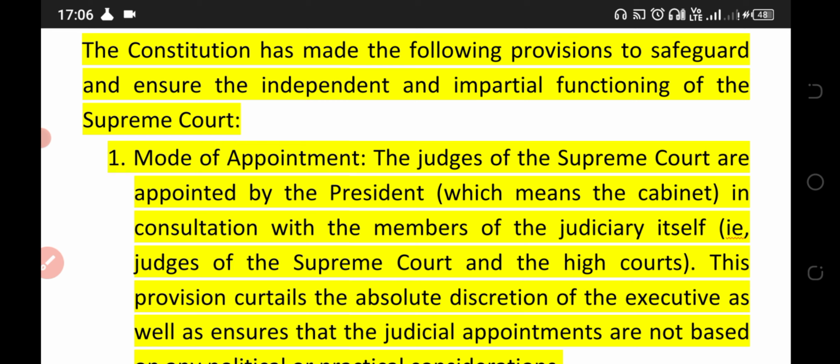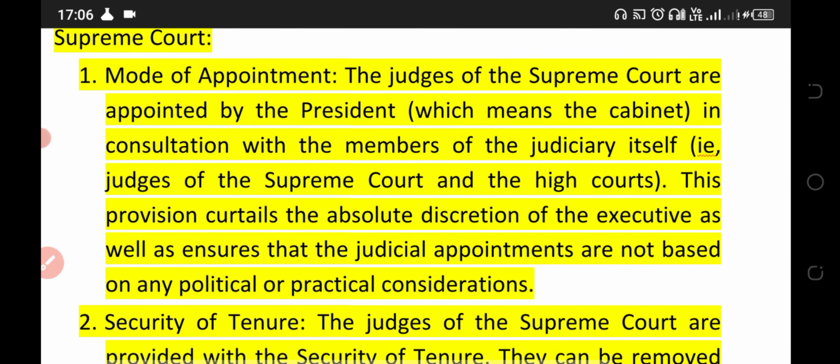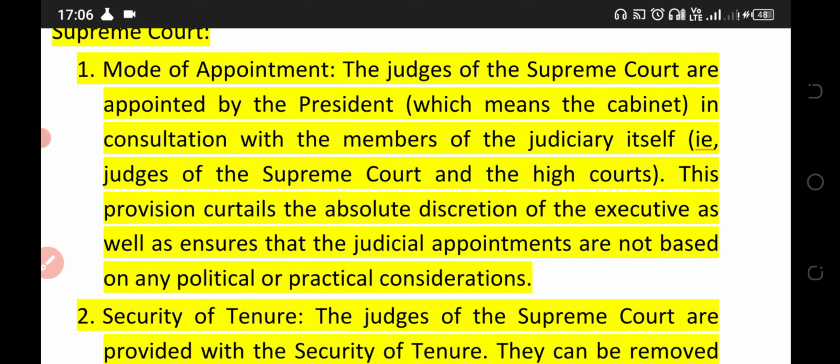Let's see. Mode of appointment. The judges of the Supreme Court are appointed by the President, which means the Cabinet, in consultation with the members of the judiciary itself. Judges of the Supreme Court and the High Courts. These provisions curtail the absolute discretion of the executive as well as ensure that the judicial appointments are not based on any political or practical consideration.